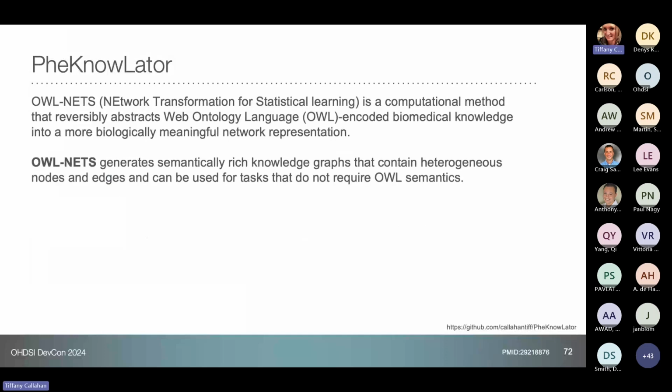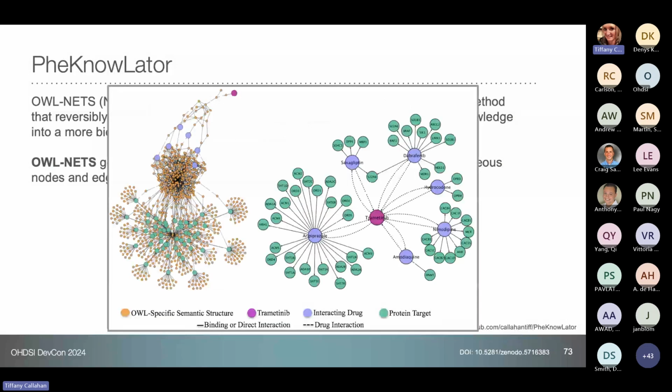The semantic abstraction algorithm we use is called OWLNets, which stands for Network Transformation for Statistical Learning. It's a method that reversibly abstracts OWL into a more biologically meaningful representation. So it takes it from OWL to a simple graph that just contains your nodes of interest. And it generates semantically rich knowledge graphs that can be used for different types of tasks where you don't need OWL. So this is an example of what that might look like.